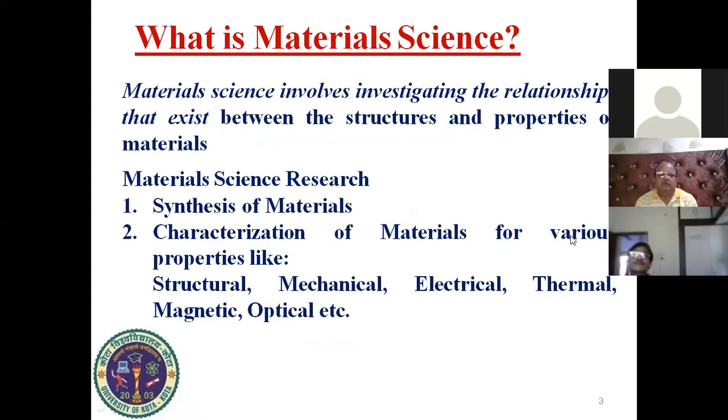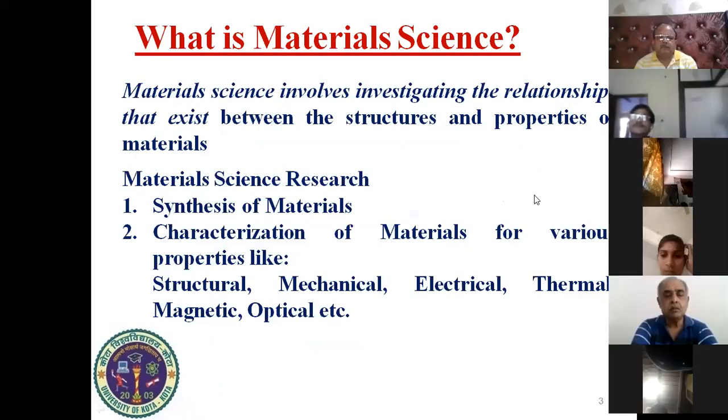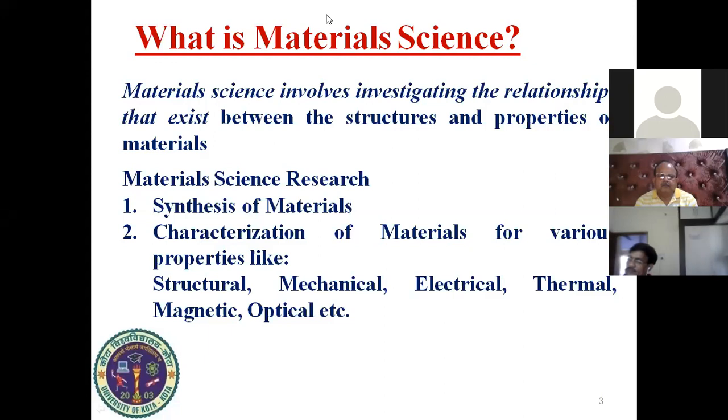What is material science? Material science is actually investigating the relationship that exists between the structures and properties of materials. For a material science researcher, these two steps are quite necessary for pursuing the research. First one is the synthesis of material, and second one is the characterization of material for various properties like structural, mechanical, electrical, thermal, magnetic, and optical.